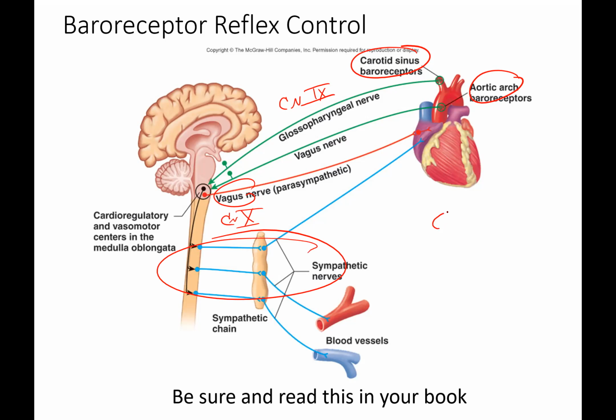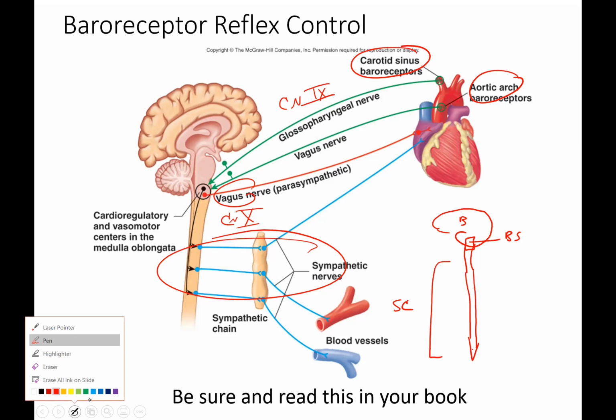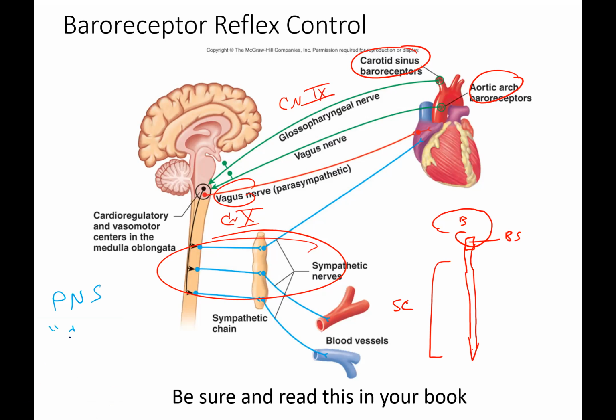All right, so here's the brain. Okay, so the brain stem, and your spinal cord. Okay, now this stuff I'm writing down, this is important. Okay. The parasympathetic nervous system is known as craniosacral.